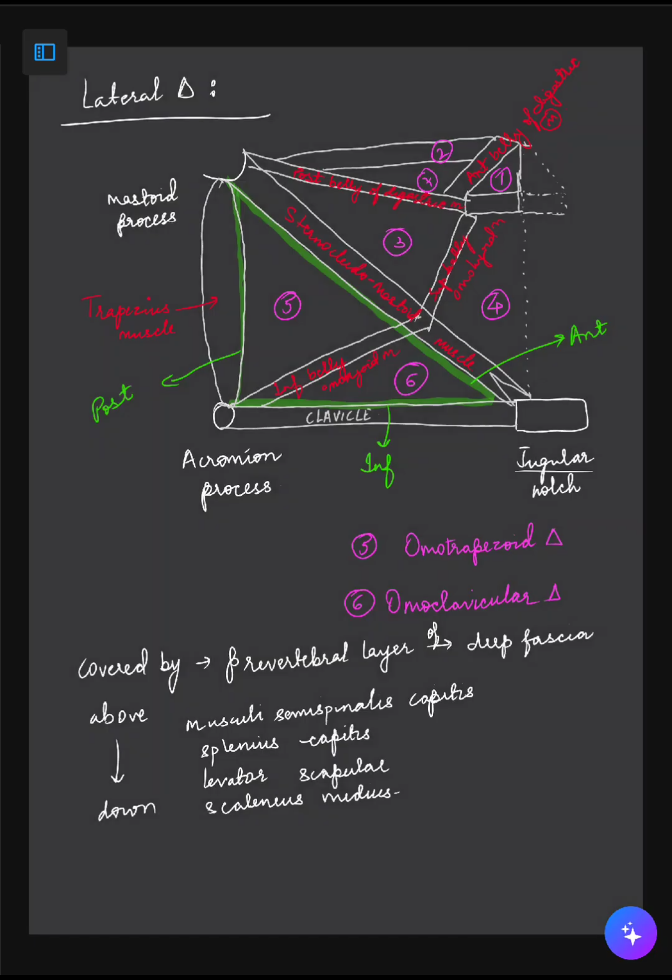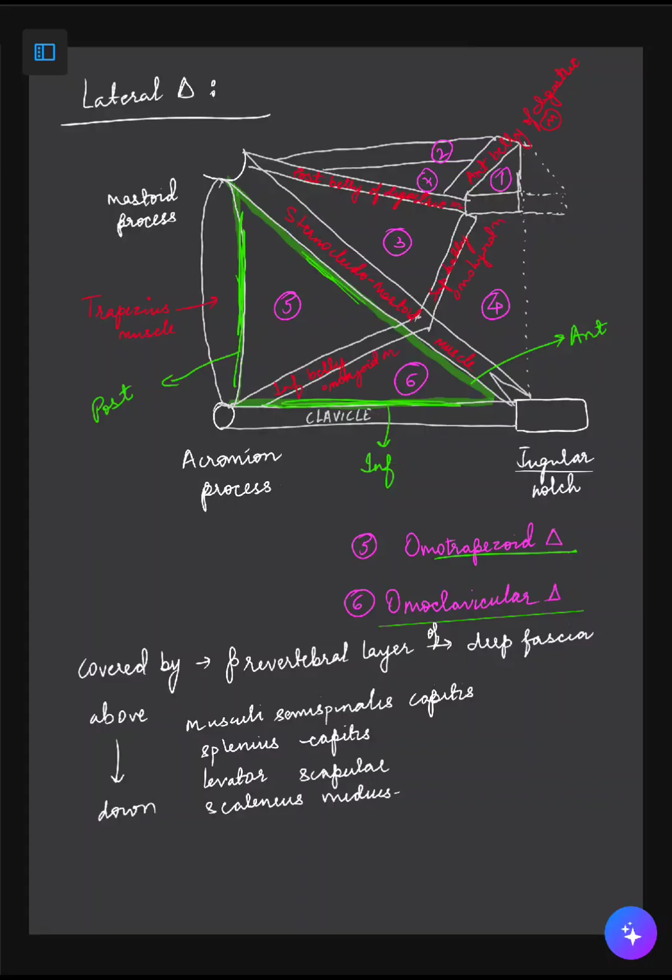Now we move on to the lateral triangle. The lateral triangle is divided into the omoclavicular triangle and the omotrapezoid triangle. What are the borders of this triangle? Anteriorly, the posterior border of the sternocleidomastoid muscle. Posteriorly, the anterior border of the trapezius muscle. And inferiorly, the middle third of the clavicle.